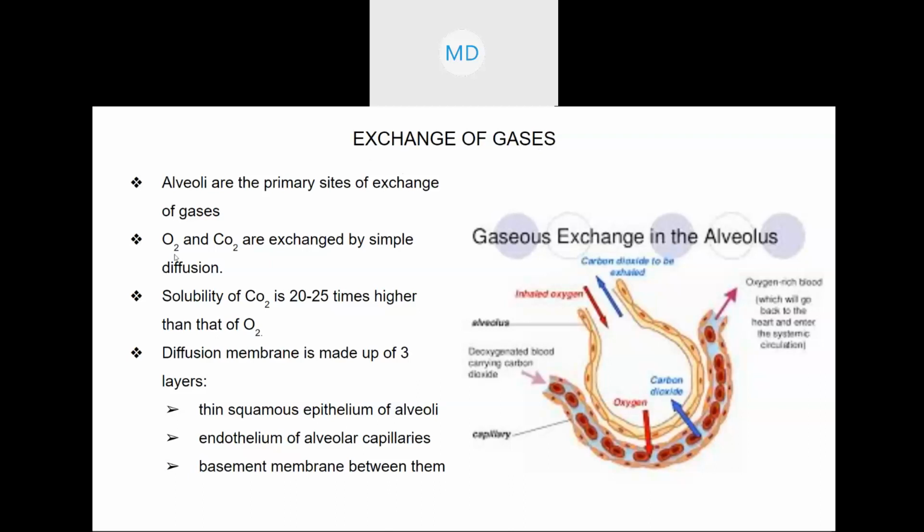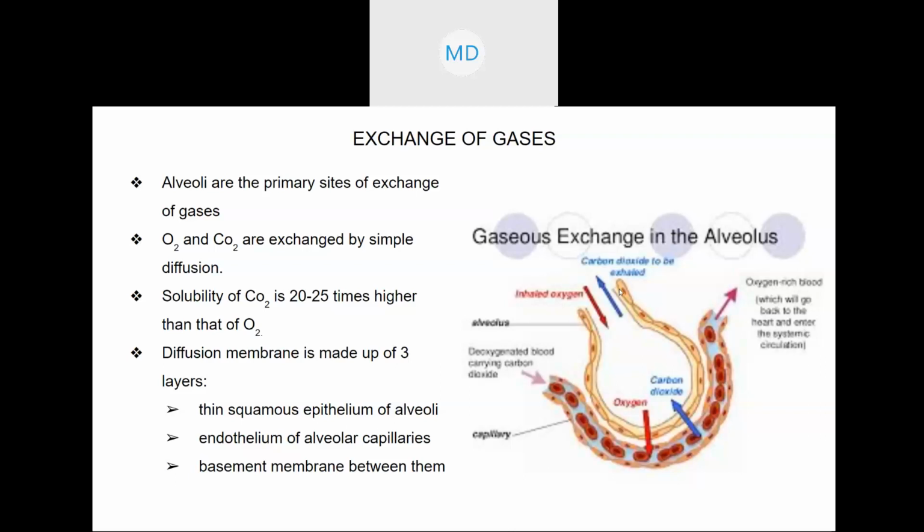Oxygen and carbon dioxide are exchanged by simple diffusion. What does simple diffusion mean? Do you know simple diffusion? It does not pass through any tracks or tubes. No such thing is there for exchange. It passes through the membrane, you can imagine it like your cloth. That is a membrane, and it passes through the membrane without any help.